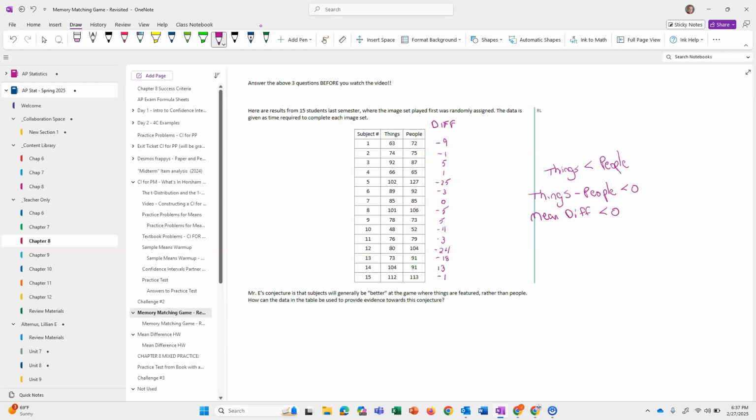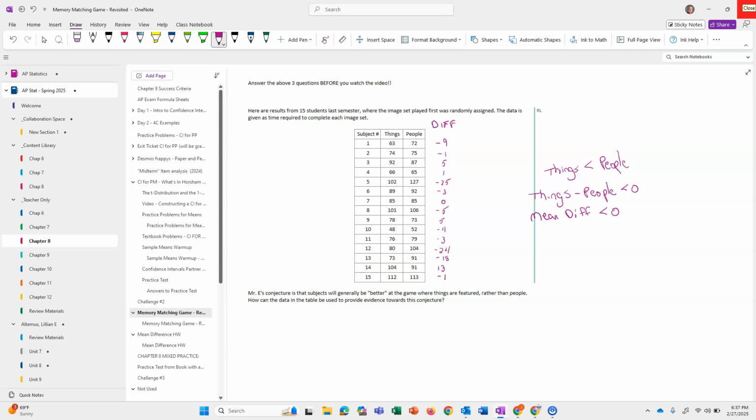So we need to come up with, let's see if we can create a confidence interval to let us estimate what that mean difference really is. And if our confidence interval shows that the mean difference is less than 0, then that would mean my conjecture is correct. And we would be able to say, hey, Mr. Evans is a genius.